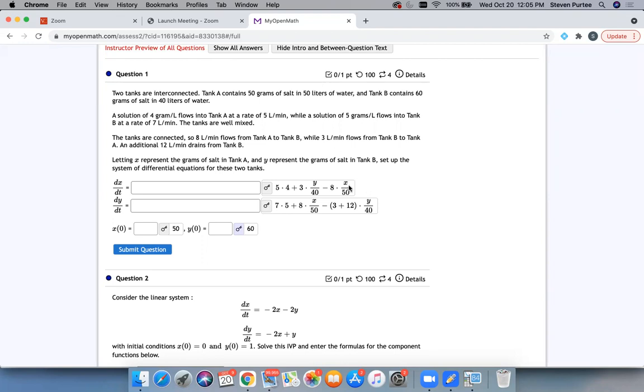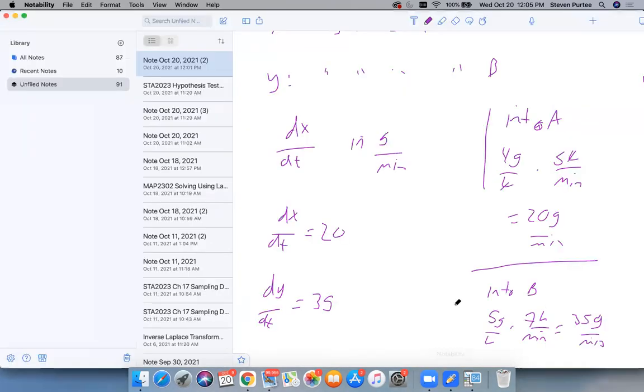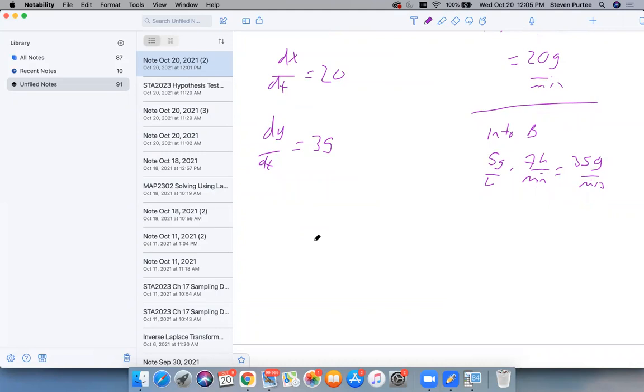Okay, so we started with 50 grams of salt in A. So X of 0 is 50 grams. So at time t, the concentration, the amount of salt per liter, concentration in A will be X divided by 50.